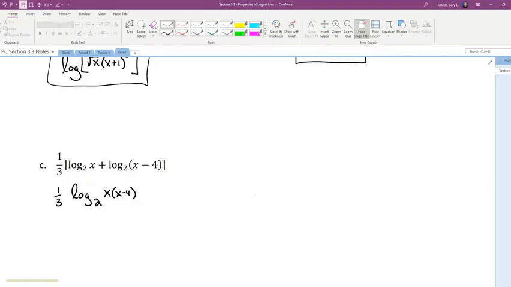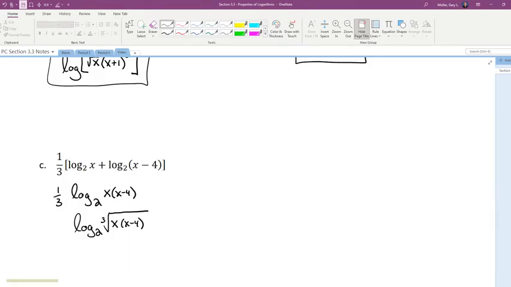And then I can use my power rule and make this log base 2 of x times x minus 4, all to the 1/3 power, right? So I could either do this, but that looks ugly and messy. So instead, I'm going to treat it as what it really is, which is the cube root. And if you want to multiply the x together, that's fine. It doesn't hurt anything, but that's as far as we can go.